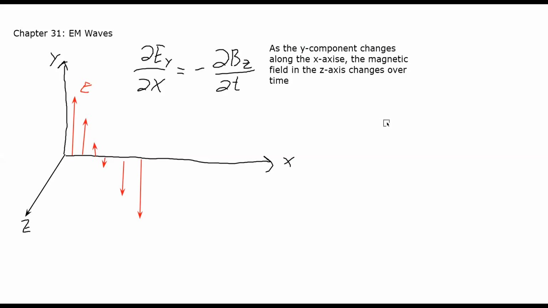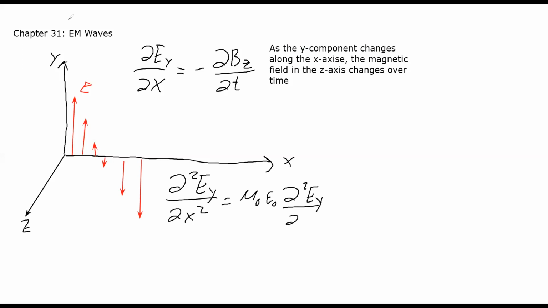All right, so that's one key takeaway here that we would have seen from the derivation. Another key takeaway is this equation here. Again, this is a partial, so think of it as derivatives: d squared Ey over dx squared equals mu 0 epsilon 0 d squared Ey over dt squared. All right, so now to get to this equation, let me make this a little bit neater.